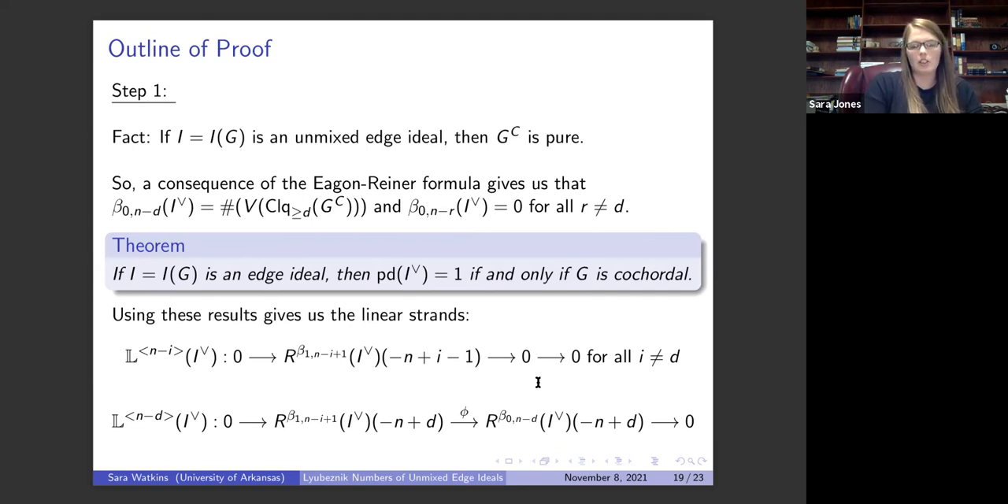The n minus d linear strand is going to take a little bit more work to calculate the homology, but not much more, because in the free resolution, we see that that map phi is going to be injective. And so that map is going to be injective here as well. So we're going to use all these facts to calculate our Lyubeznik numbers based on these given linear strands.